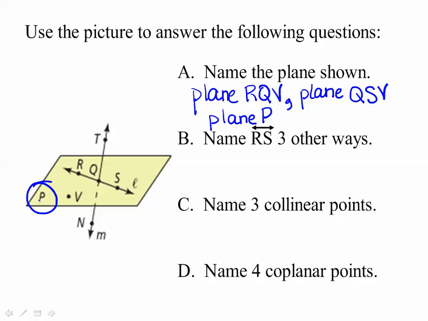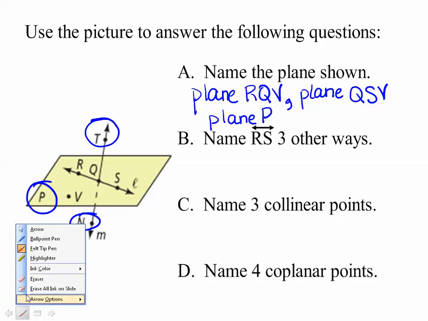Notice P does not represent a point in this picture, so I would not name it plane PRQ. R and Q are points, P is not. I cannot say plane TQS because T is not on the plane. If I look at this picture, RQS is lying on the plane, but this line is piercing the plane. It's like it's stabbing it. It's going through from the top down through the bottom. Same thing with the N. The N is not on the plane, so it cannot be used to name the plane.